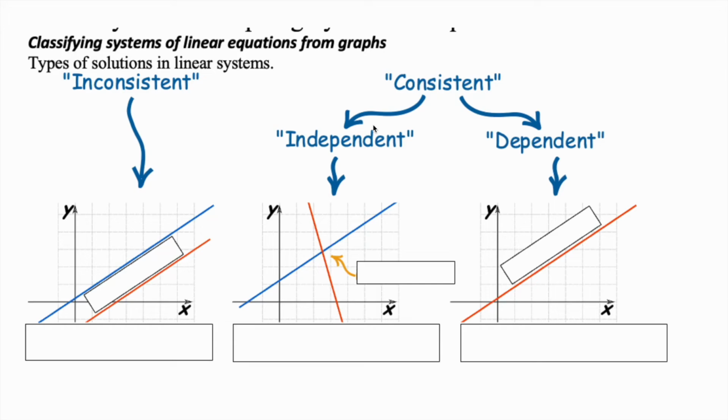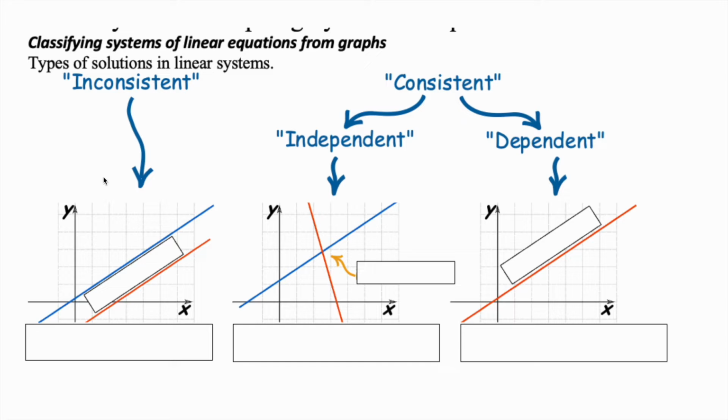Okay, so today we're going to talk about classifying types of solutions, so classifying systems of linear equations from graphs. There are three types of solutions that we can come across. You can see there's a lot of labels up at the top here.